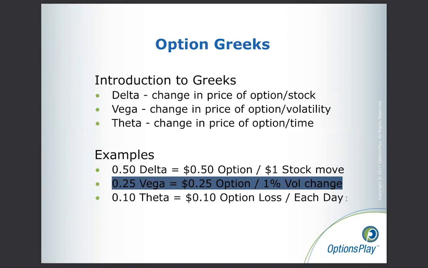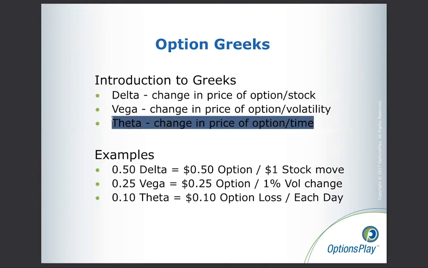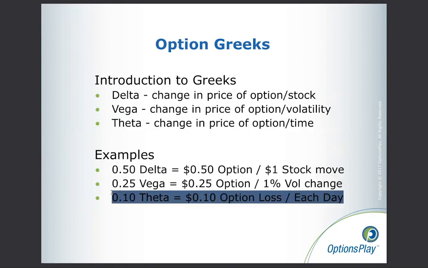And lastly, theta. We talked about time decay. As the time approaches expiration, your option value will continue to erode in value. Theta tells you how much it's going to erode by. And that's where a theta of 0.10 will tell you that the option will lose 10 cents a day for each day you hang on to that call or a put option.